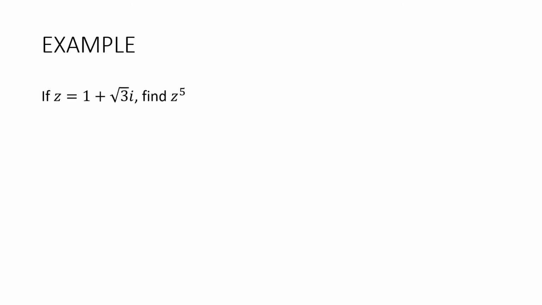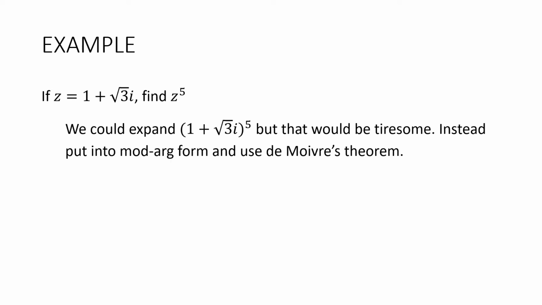Here's an example. If z is equal to 1 plus root 3 i, find z to the power of 5. Now we could expand (1 plus root 3 i) to the power of 5, but that would be really tiresome and maybe prone to error. Instead, it's much simpler if we put it into mod-arg form or polar form and use de Moivre's theorem. So let's do that.